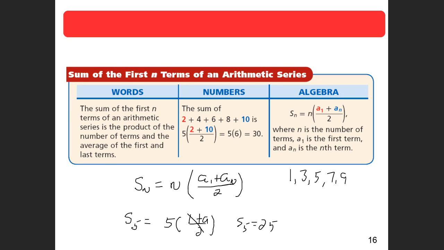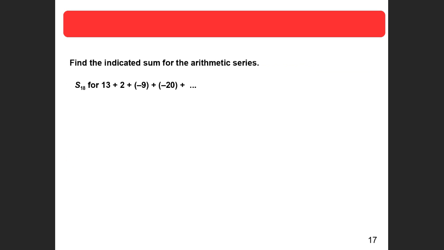Now let's just add it up. 1 plus 3 is 4, plus 5 is 9, plus 7 is 16, plus 9 is 25. So that does work. So this formula right here gives us the sum of an arithmetic series. We need to know n, the first term, the last term, divide by 2. Pretty easy formula.